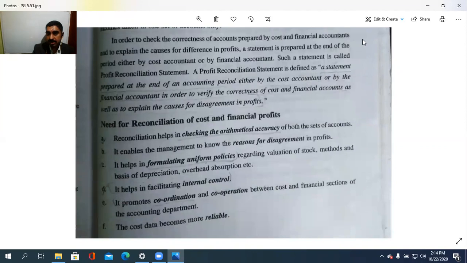What is a profit reconciliation statement? It is defined as a statement prepared at the end of an accounting period, either by the cost accountant or by the financial accountant, in order to verify the correctness of the cost and financial accounts, as well as to explain the causes of the disagreement in profit. Point: in order to verify the correctness of the cost and financial accounts, verifying the correctness, accuracy.